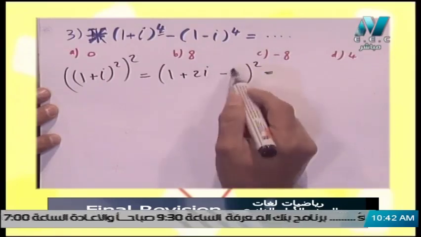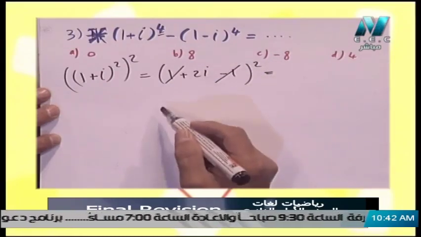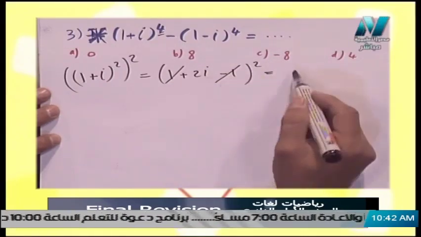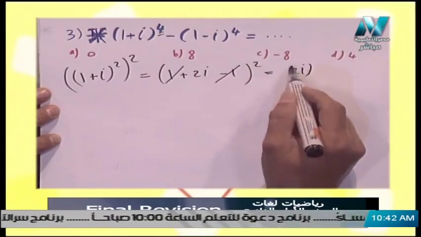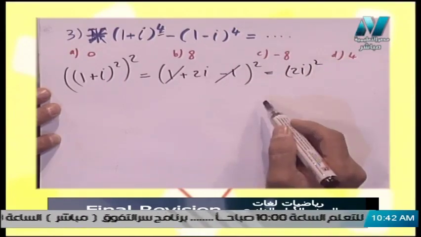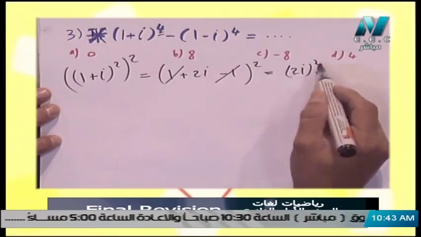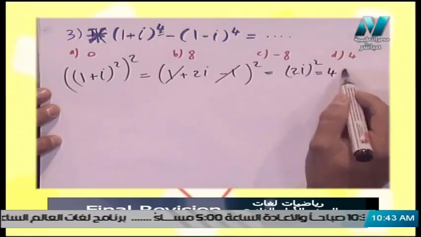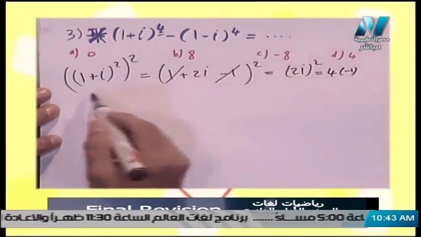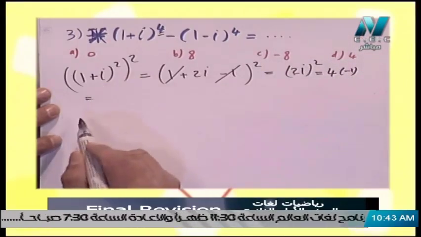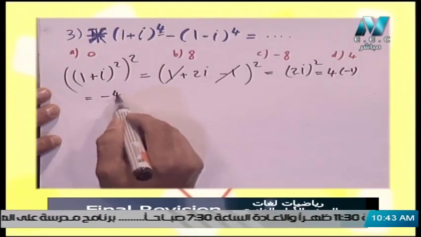Okay, 1 plus negative 1 equals 0, so they cancel. So we have (2i) all power 2. (2i) all power 2 equals 2 power 2, which is 4, times i power 2, which equals negative 1. So the final answer for this part equals negative 4.